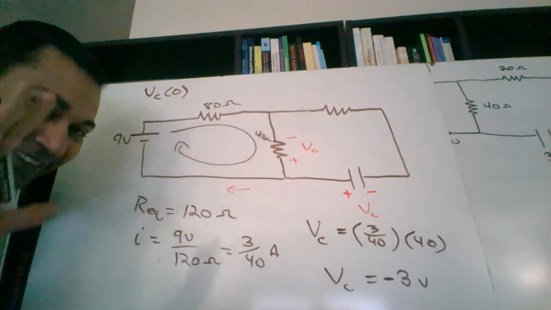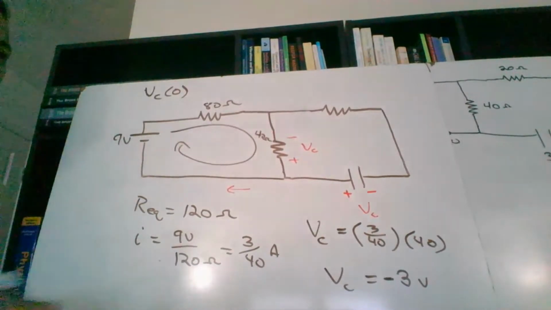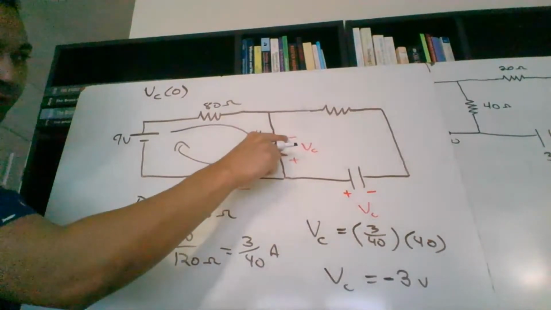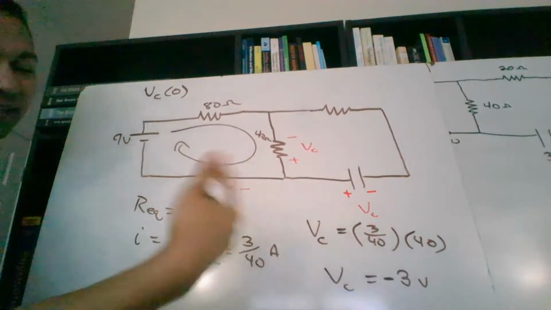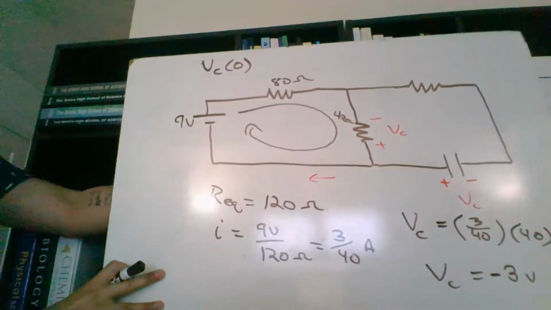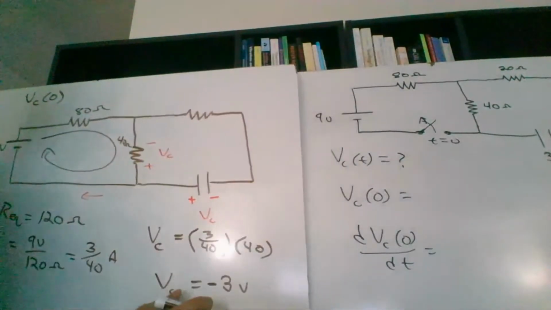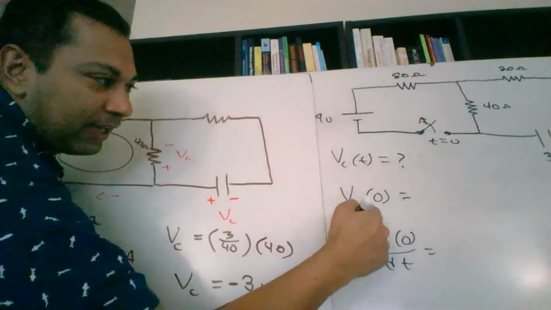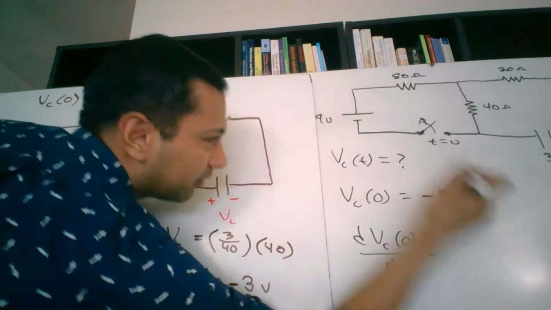I'm hoping you got that. That was a lot of little technicalities to do to get that boundary condition, but that's what it is. So just remember, you're going from the negative to the positive, which means the actual voltage drop is not positive, but a negative. Okay. Where am I going to put that, though? I'll put that over here under my boundary conditions. So the voltage of the capacitor at time equals 0 is negative 3 volts.